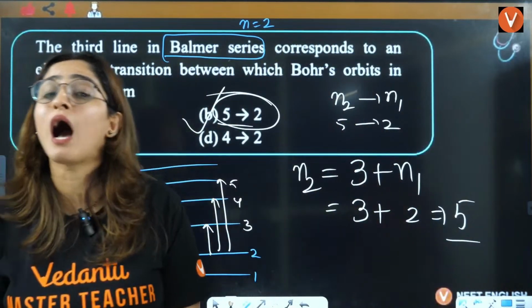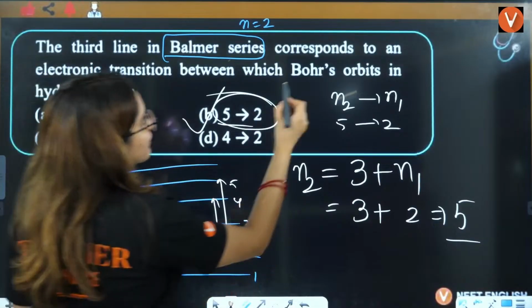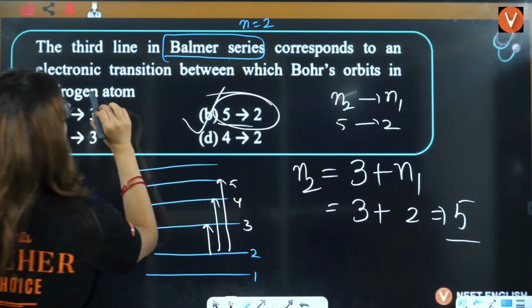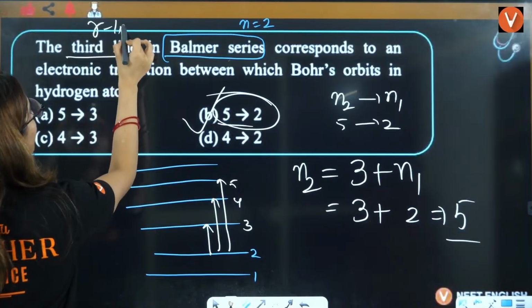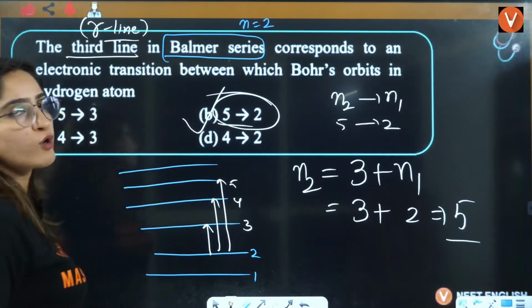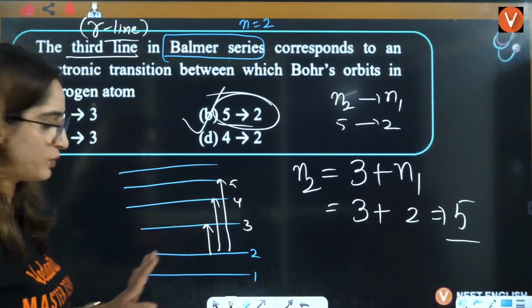If they want to make this complicated, instead of the third line, they can ask you about the gamma line. Okay? That also you can answer. Gamma is the third line.